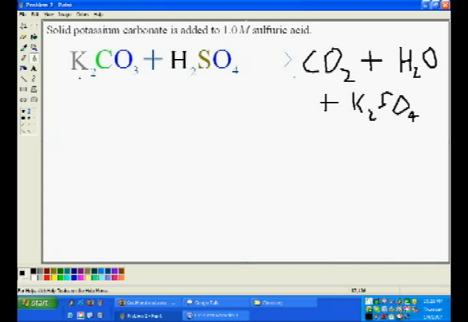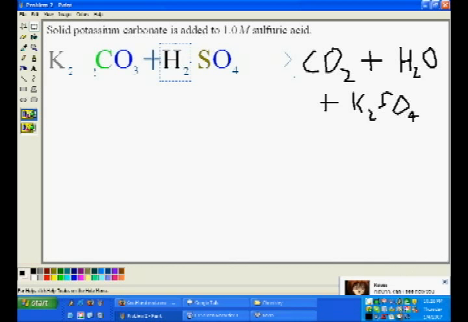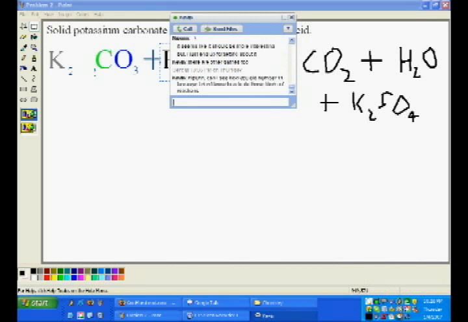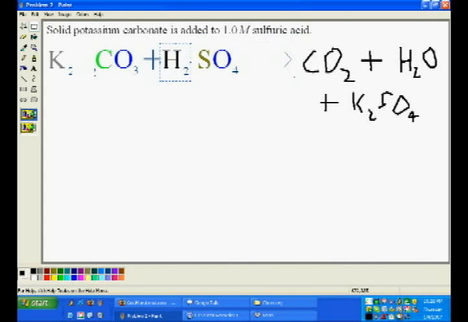Now we've split it up into ions and removed the less mattering things. So potassium carbonate splits into ions, and so does sulfuric acid, and sulfuric acid is a strong acid. So I'll just split them apart like this. Okay, over here, K2SO4 splits apart, so we'll just split it apart here. Now, the K is the same on both sides, and the SO4 is the same on both sides, so they're spectator ions. We'll just remove them.